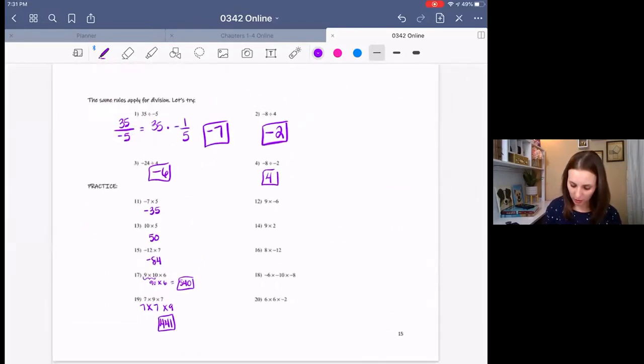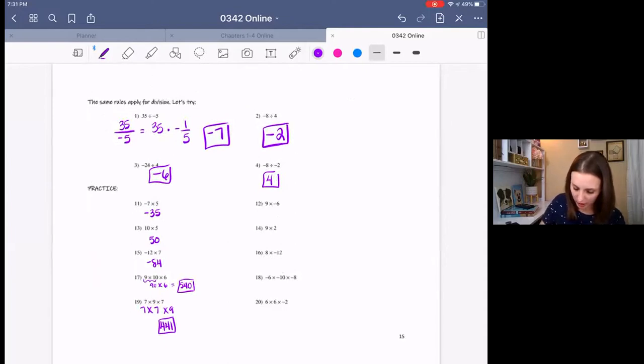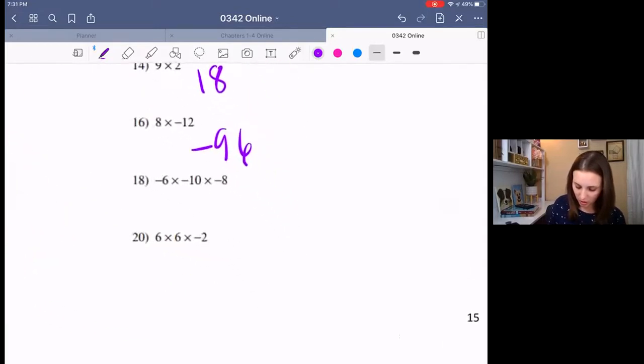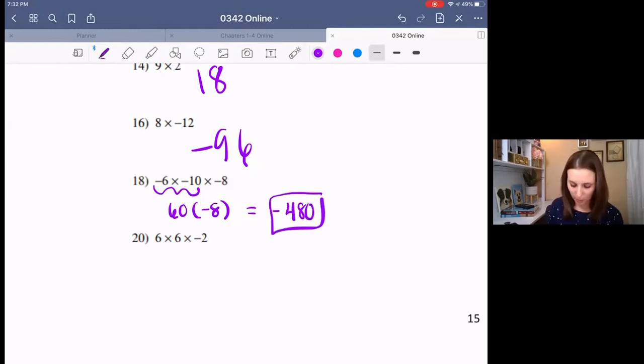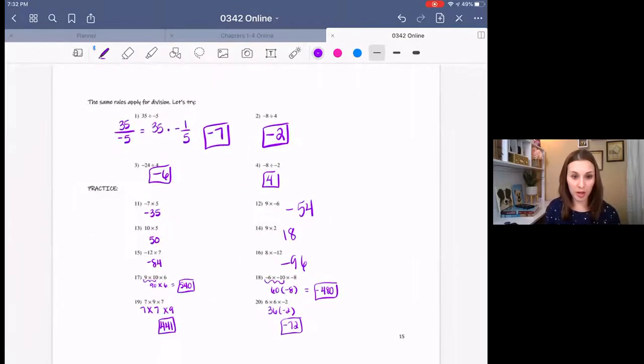Then we'll go over to the other side. Should get -54, 18, -96. Again, here, you can do 2 at a time. That's +60 times -8 is -480. Or you can change the order around if you prefer. And then last one, 36 times -2, -72.